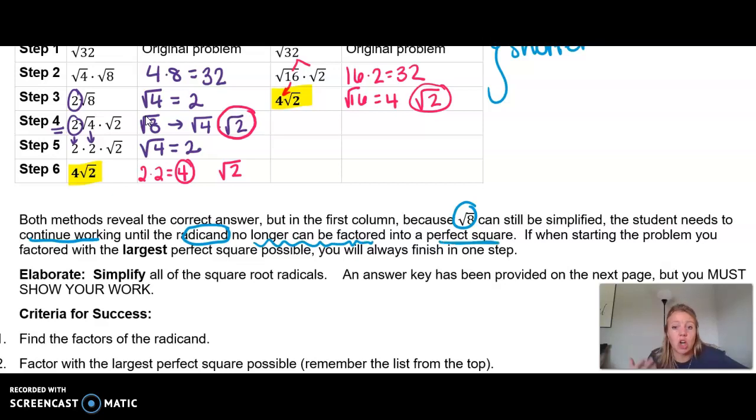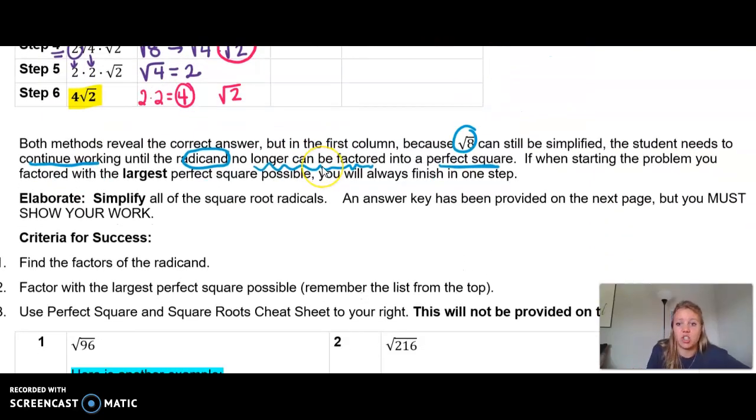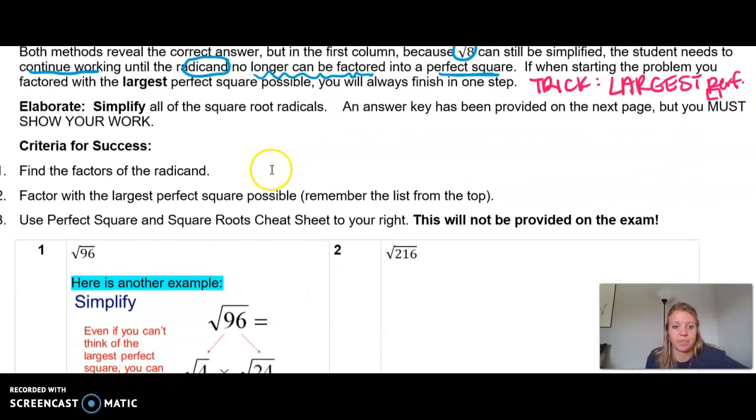So when you are starting these problems, the trick is you want to divide by the largest perfect square. That's the trick. So let's see if we can do a couple more practice problems, and then you're going to try some more on your own.